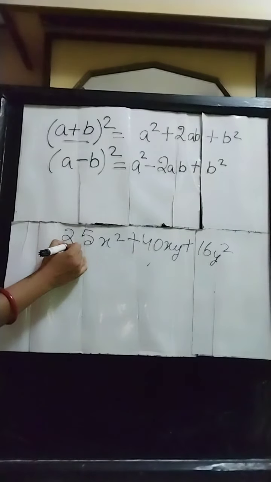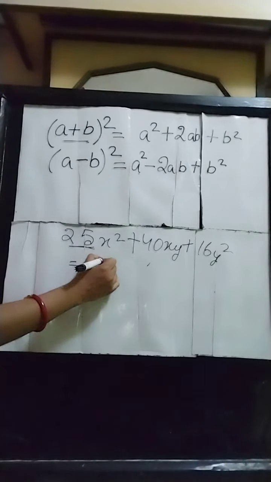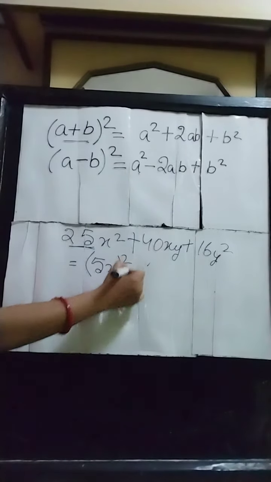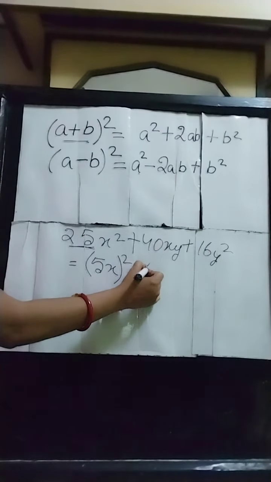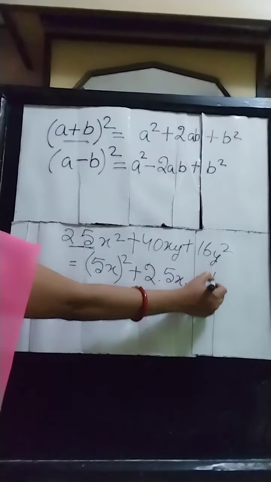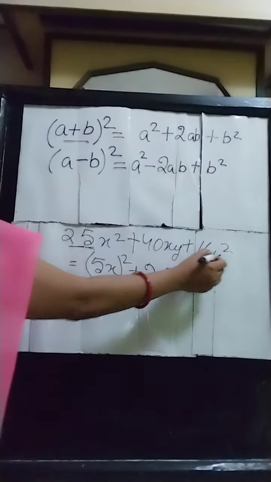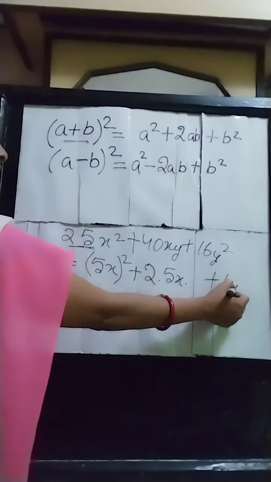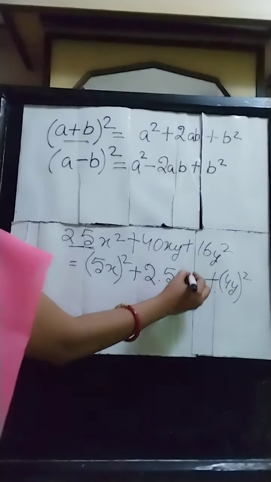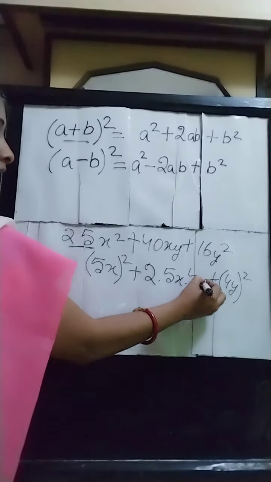How will you do this? See, 25x square is the square of 5x. Generally we write 2 into first term into second term. So 5x is the first term, we will write this first, into the second term. Now we don't know what the second term is, but from 16y square we can find out what the second term is. 16y square is the square of 4y. So from here we can learn that the second term is 4y. So we will write 4y.